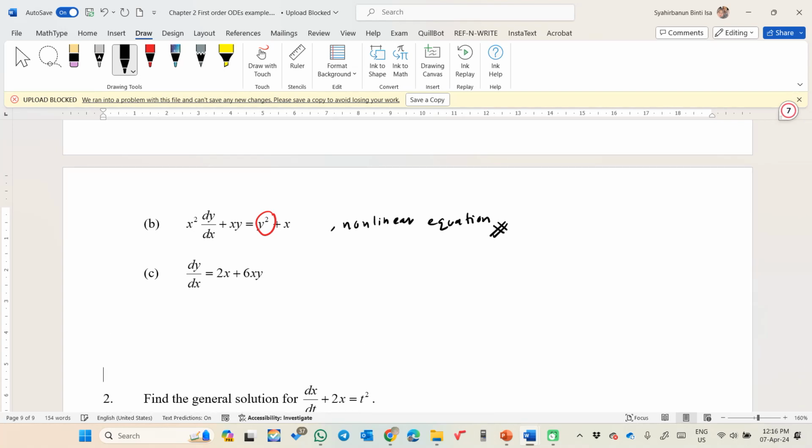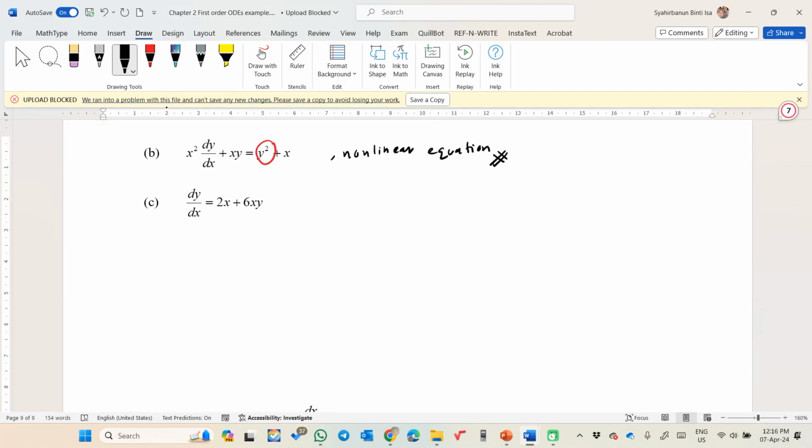Now, for example C. How about example C? For example C, we check the function of y. So dy over dx is power of 1, and y is also power of 1. So this is okay. This is the linear equation. I think the linear equation is the easiest equation that can be identified, whether it is linear or not, because of the linear form. But it's quite tedious actually to solve.